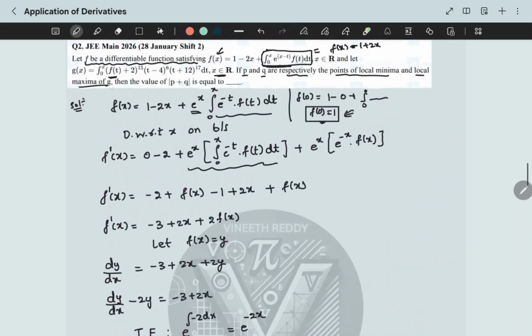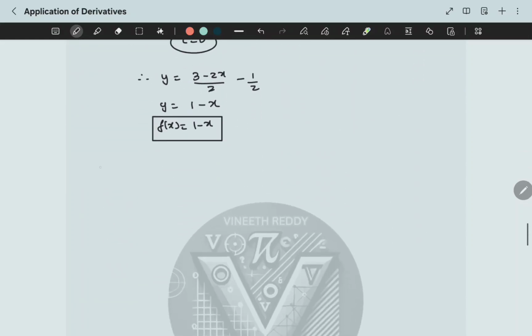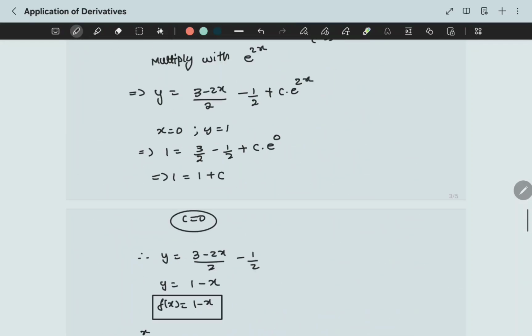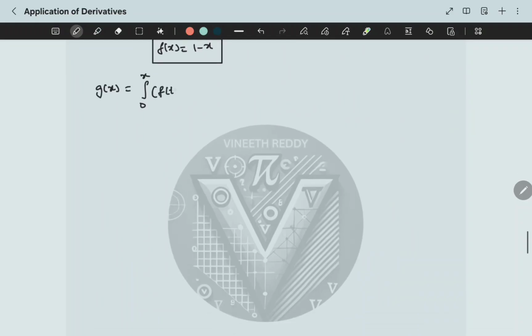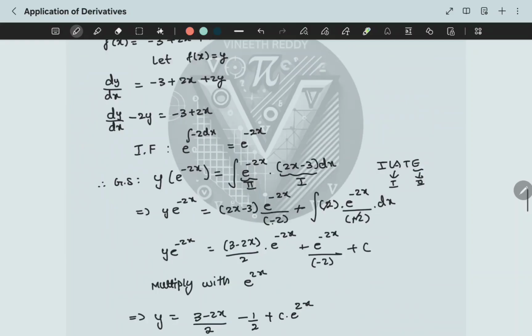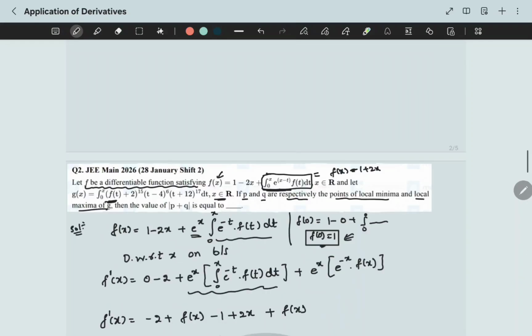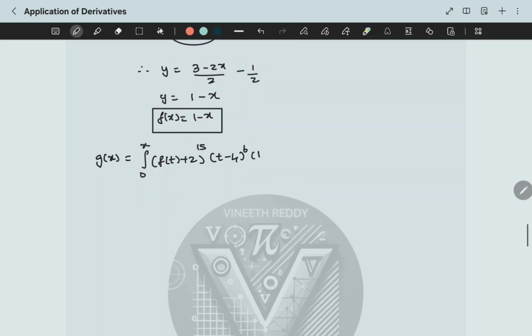Now this itself could be a question, but he is asking us to find the local maximum and local minimum of g(x). For that we will write g(x) first. So g(x) is the integral from 0 to x, if I remember, of (f(t) + 2)^15 (t - 4)^6 (t + 12)^17 dt, right?